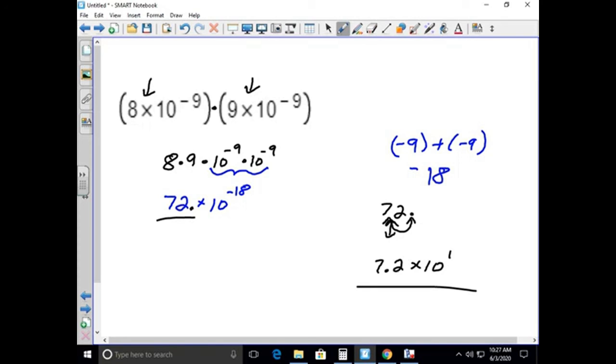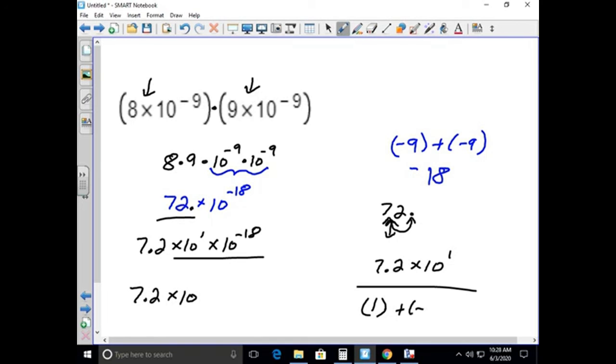You could type that in your calculator to check to make sure that, yes, 7.2 times 10 to the first is 72. So if we say take 7.2 times 10 to the first and multiply that times 10 to the negative 18, those have the same base, so we just simply add those exponents. 1 plus negative 18, different signs, we subtract the numbers, take the sign of the bigger. So now that's in scientific notation.